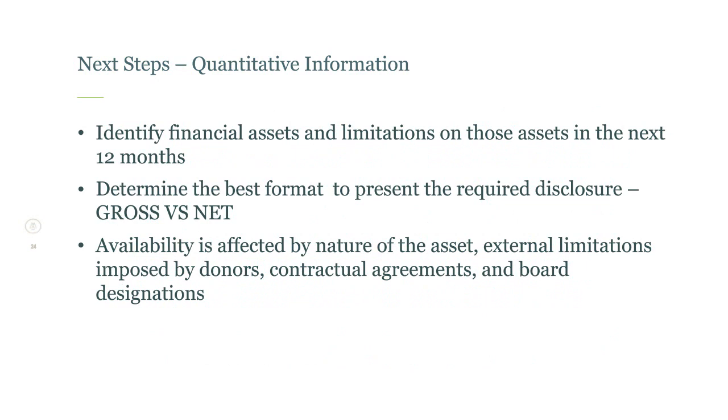The next step is thinking about your quantitative information. So it's pretty important to start gathering this information, thinking about the best format that's going to work for your organization and the users of your report, and making sure that you have access to this information. It's important, too, to remember that availability is affected by the nature of the asset, any external limitations imposed by donors or agreements that you've entered into, and even board designations.